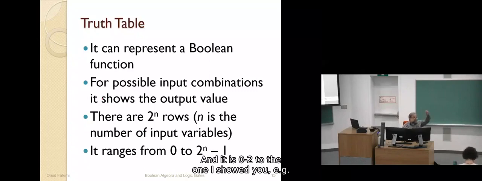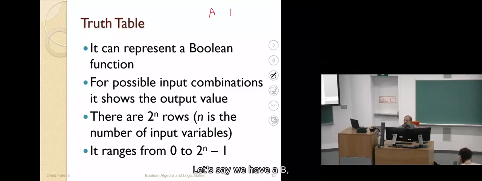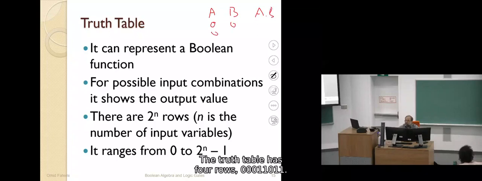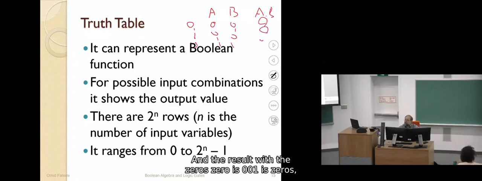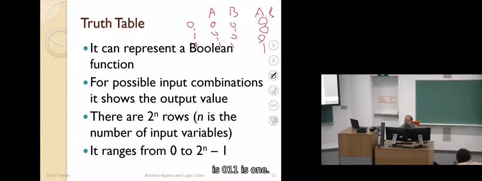And it goes from 0 to 2 to the n minus 1. So I showed you, for example, let's say we have A, B, and then A and B. The truth table has 4 rows: 0 0, 0 1, 1 0, 1 1. It starts from number 0 to number 3: 0, 1, 2, 3. And the result for 0 0 is 0, 0 1 is 0, 1 0 is 0, and 1 1 is 1.